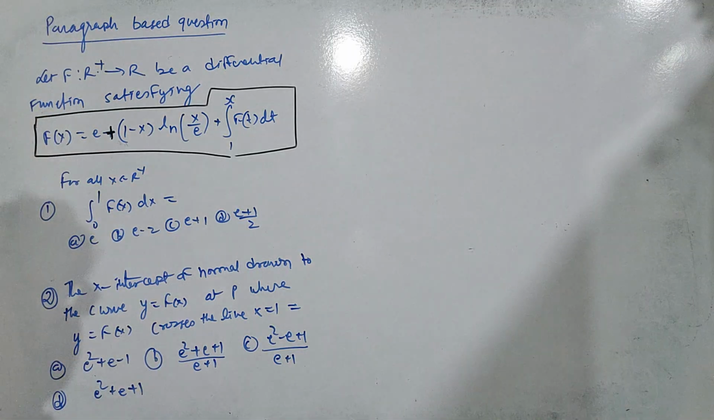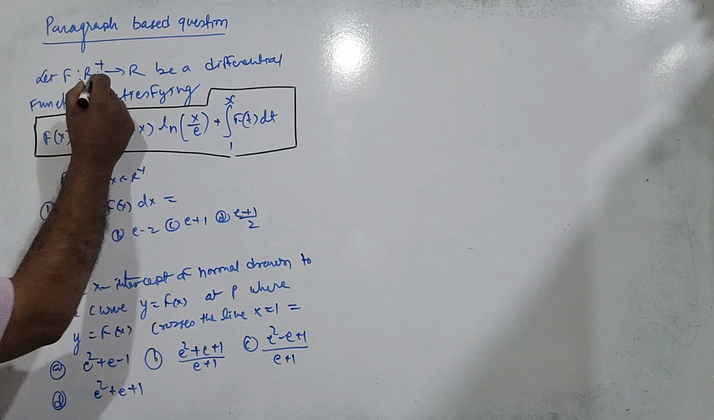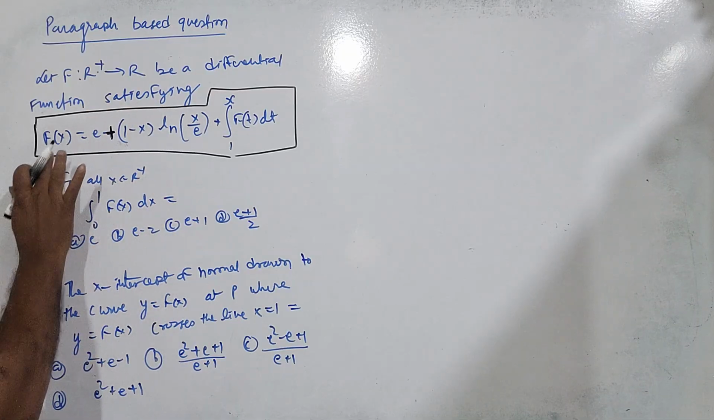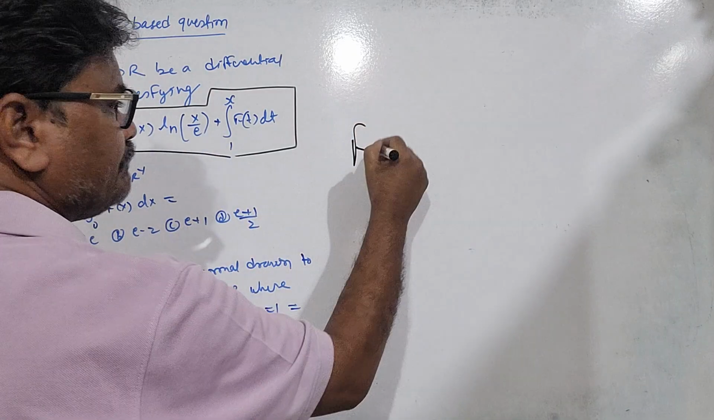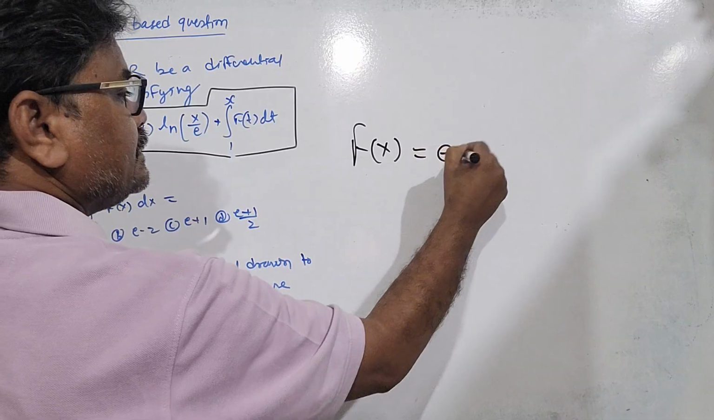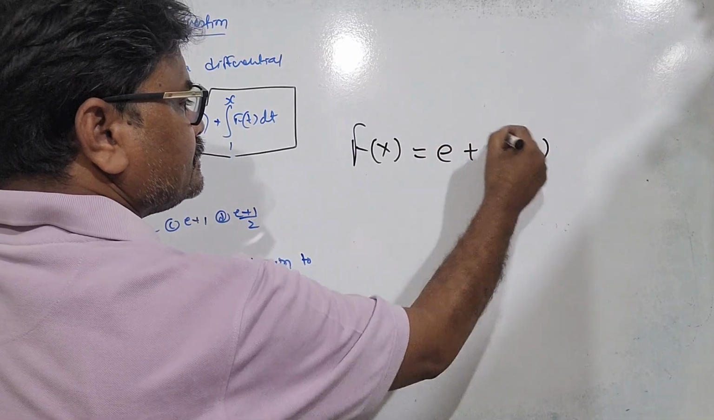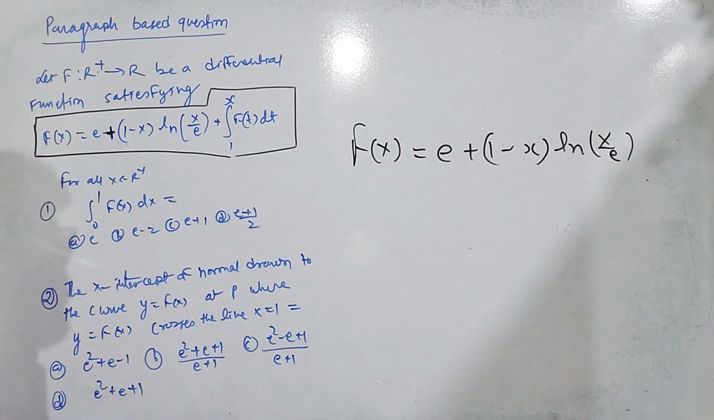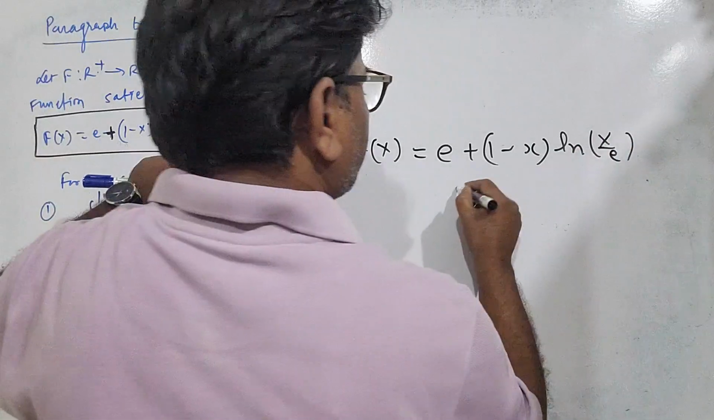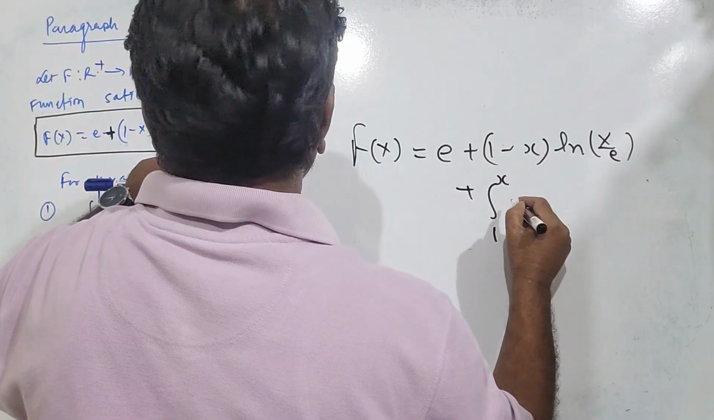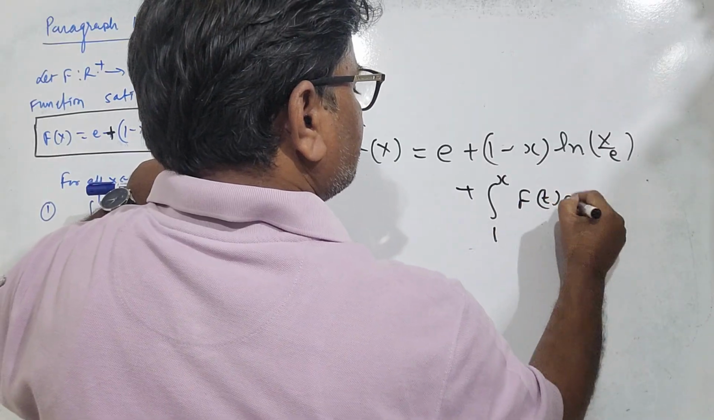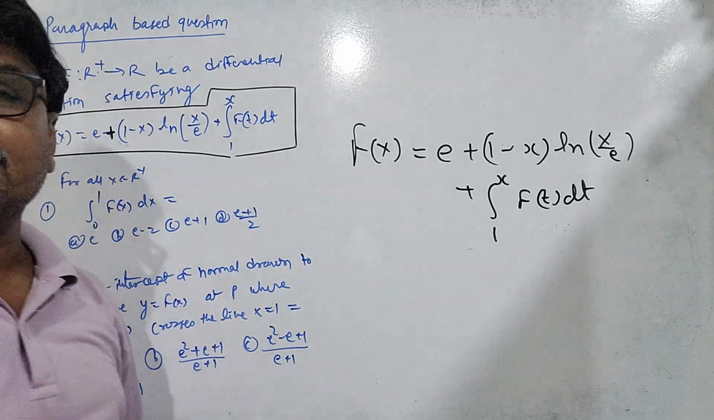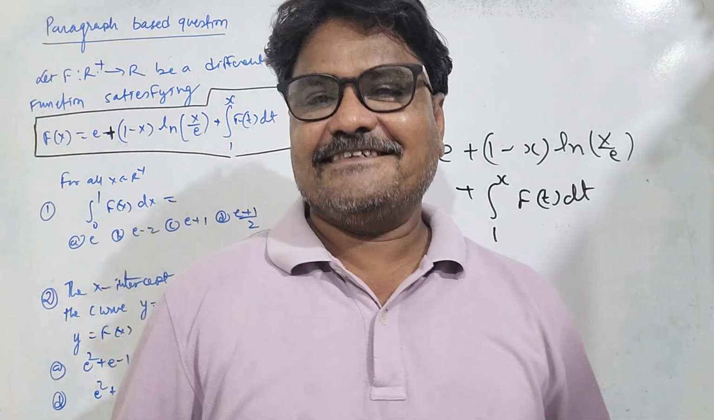Once you find out the function, see here: let f from positive reals to reals be a differentiable function satisfying this equation. What is the equation? f(x), I am writing once again, f(x) equals e plus (1 minus x) into ln of (x by e), plus integration from 1 to x of f(t) dt. The function is satisfying this equation. So from here you have to determine the function first, correct?